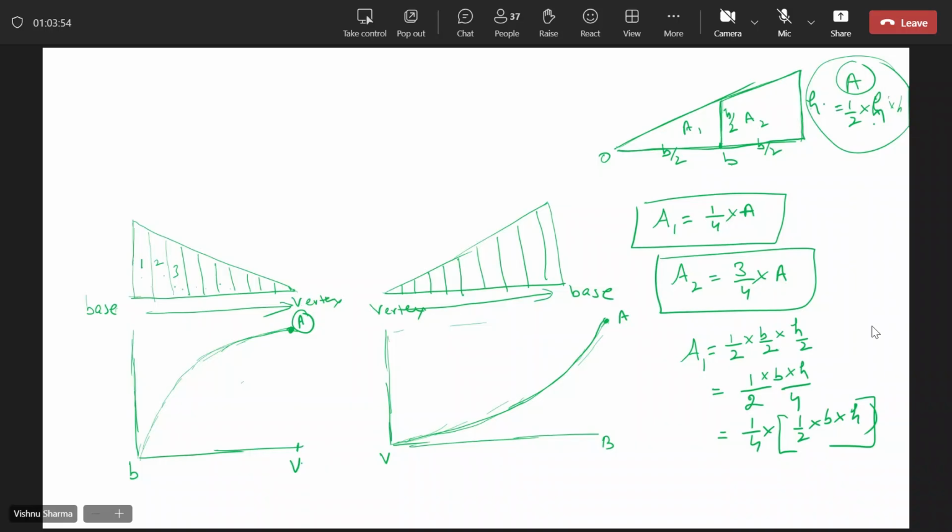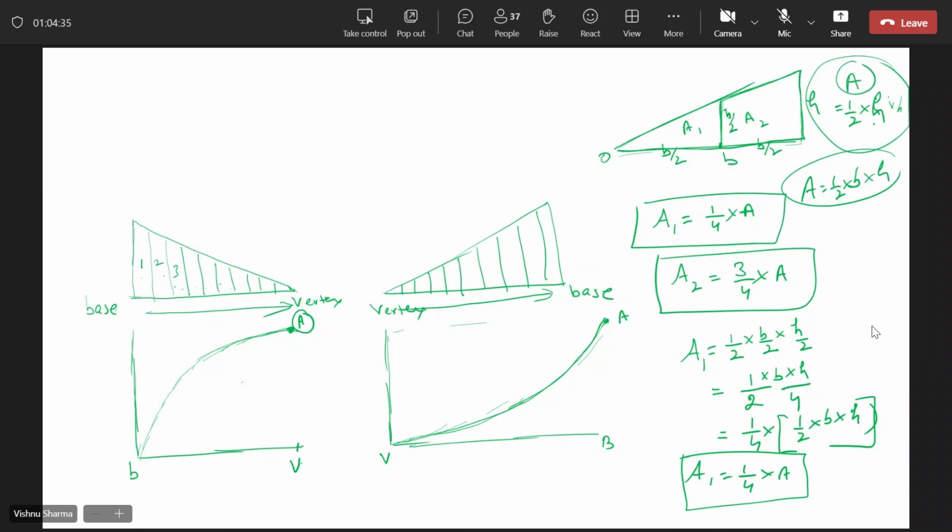Look here. What is half b into h? Is it A? Yes or no? The area of the bigger triangle is how much? Half base, full base is B into height is H. Correct, beta? Yes or no? Am I clear, class? Yes, sir. So what does it give you? Area 1 is 1 by 4 of A. So whenever you divide the triangle at the middle point of the base, the triangular part will be only 25% of the total area, and the trapezoidal part will be 75% of the total area.